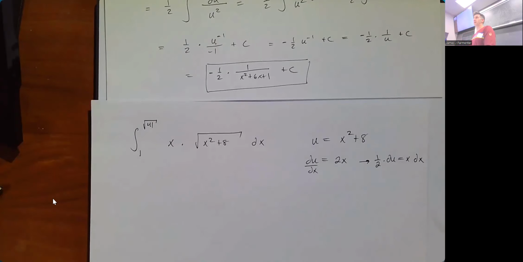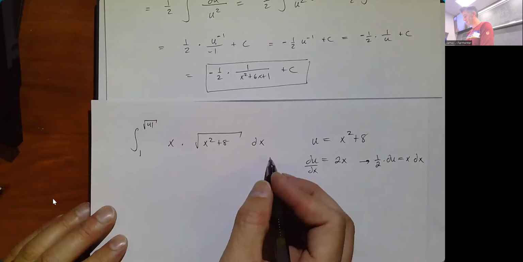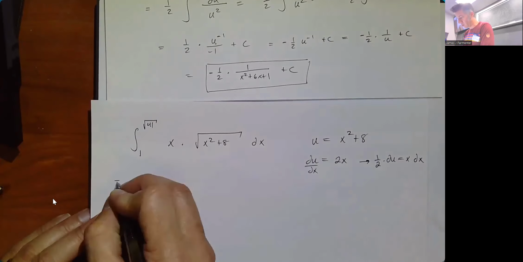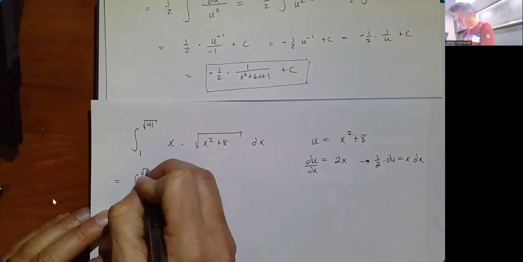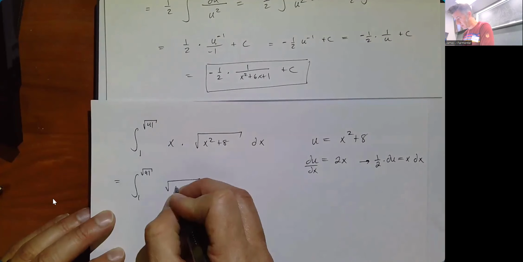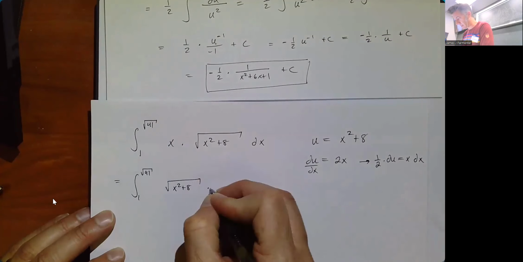And great, I have an x times dx. I, for some reason, have gotten really used to rewriting this so that the things I want next to each other are next to each other. If you really want it, although I don't think you need to, you can write this as the integral from 1 to the square root of 41 of the square root of x squared plus 8 times x dx.